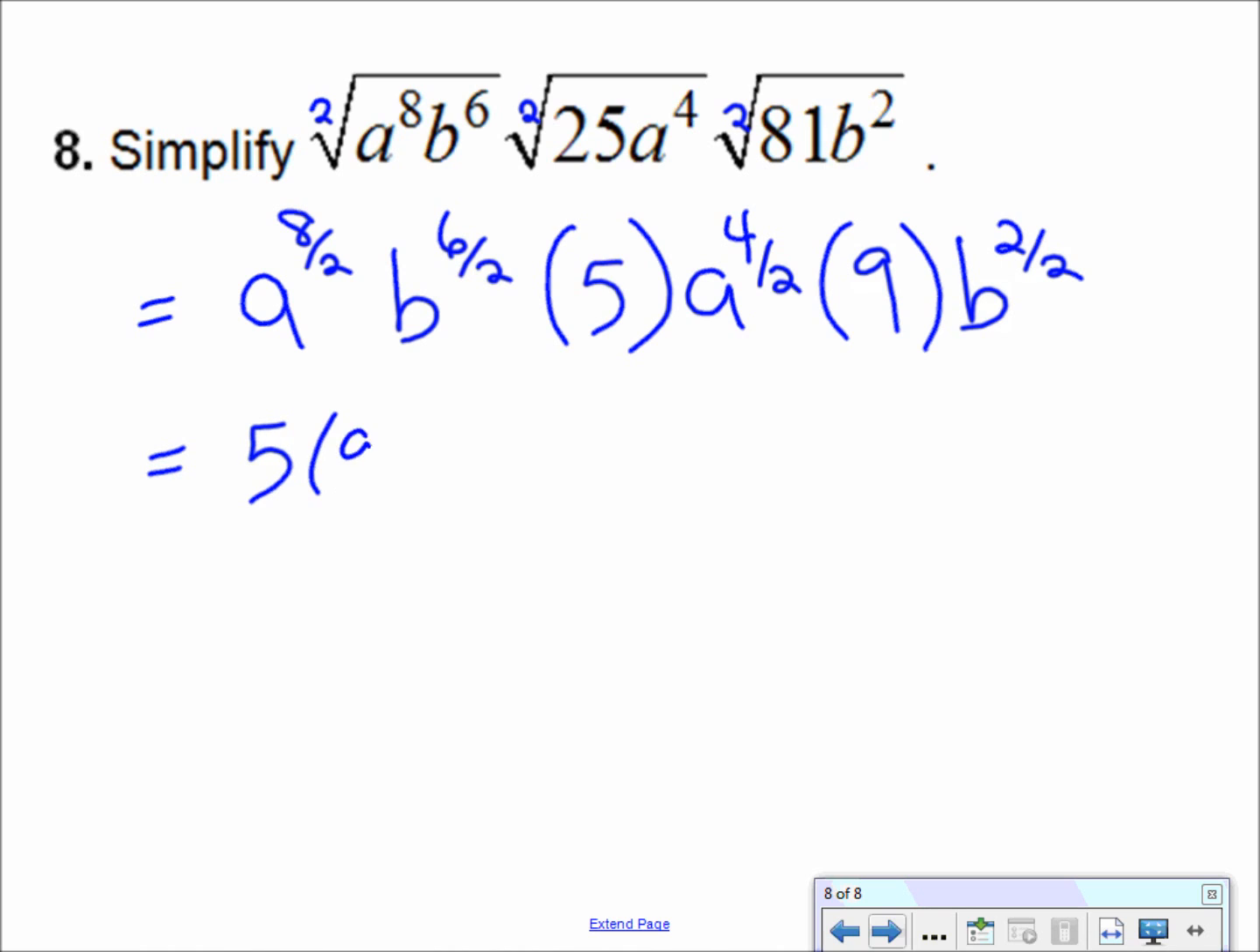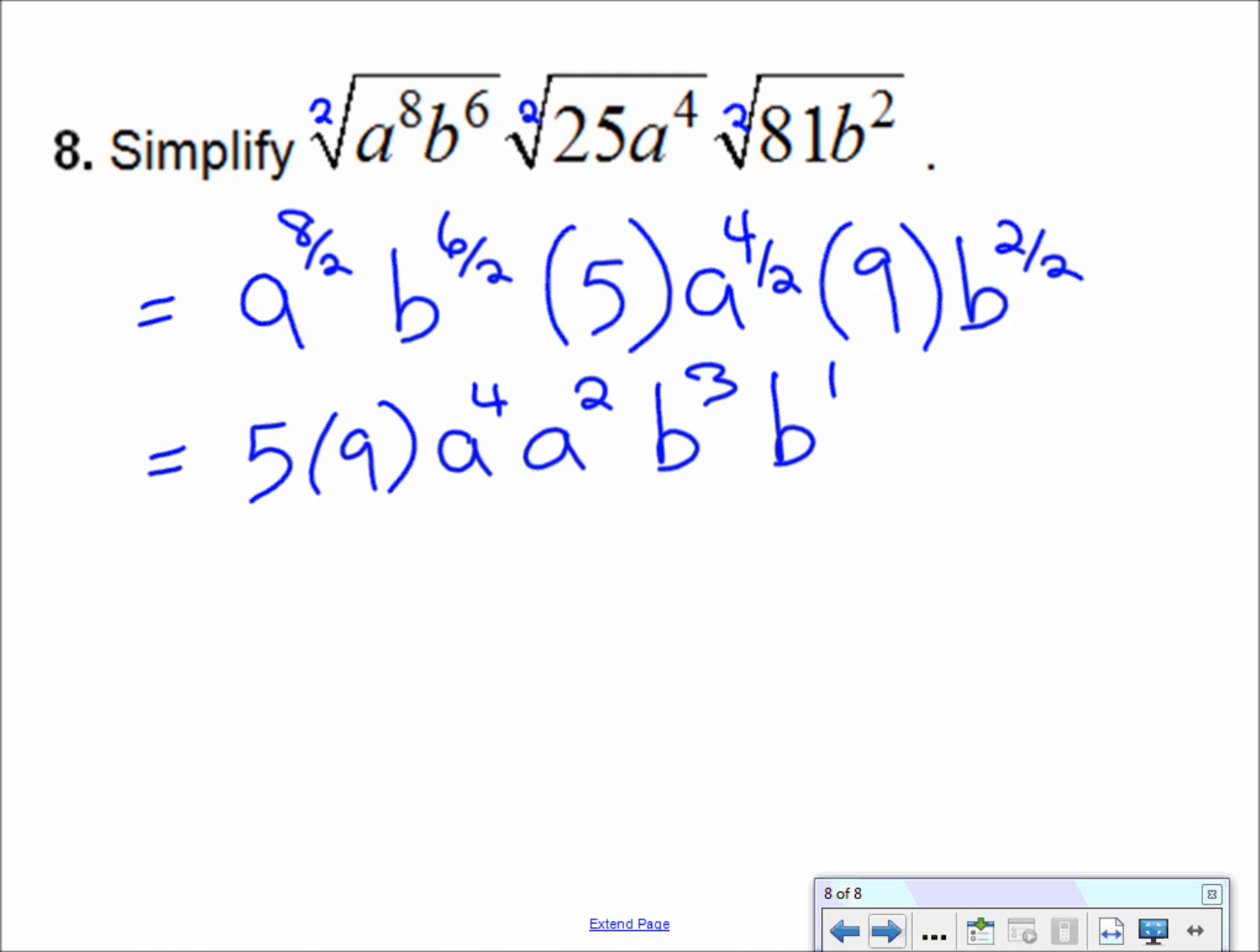So I'm just going to put stuff together, and I'm also going to simplify at the same time. I'm going to put my 5 and 9 at the front. I'm going to put my A's together. What's 8 divided by 2? 4, right? What's 4 divided by 2? 2. So I just move those. B. What's 6 divided by 2? 3. And what's 2 divided by 2? 1. So not only am I grouping things with like terms, I'm also simplifying in the same step.